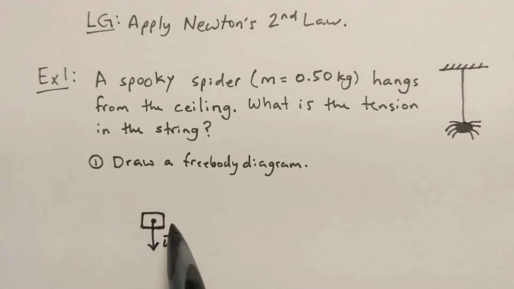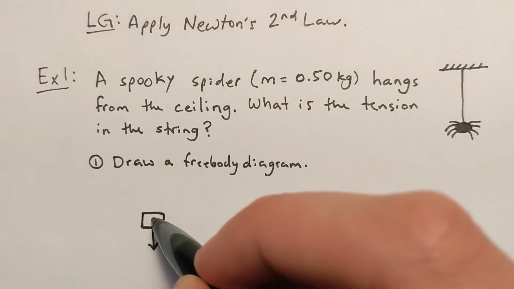And the spider is not falling. There's another force opposing this force of gravity. That is the force of the string holding the spider up. So we call that the tension.